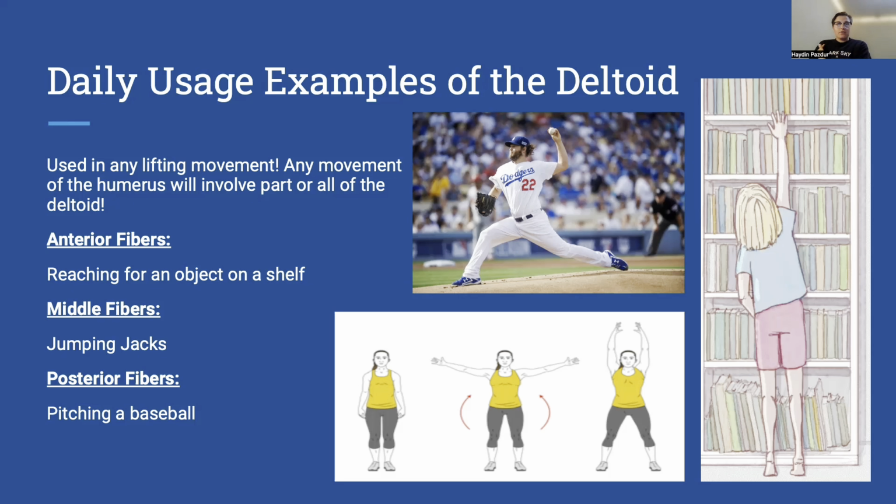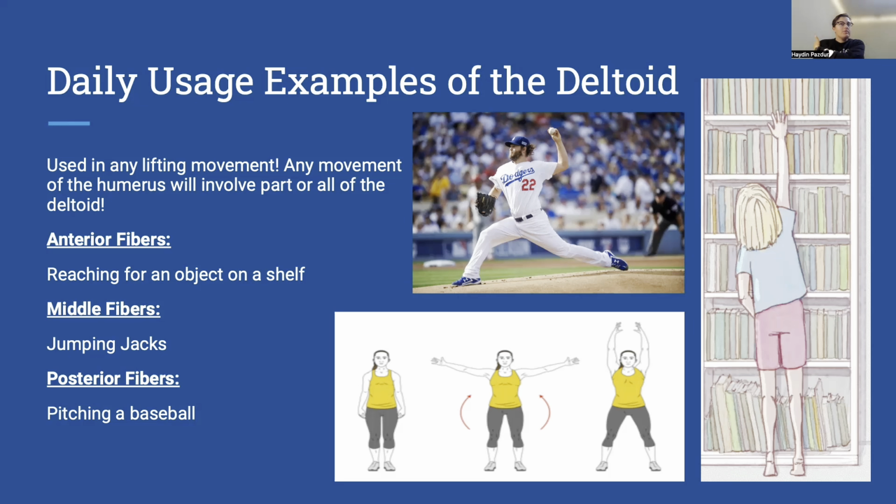For the anterior fibers, an example of daily usage would be reaching. Like if you're reaching in the kitchen to grab something from a top shelf or a bookshelf or vice versa, anything of that reaching motion. Now for the middle fibers, something that's very common in people's everyday workouts or practice or sports is jumping jacks. Those jumping jacks use the middle fibers of our deltoid.